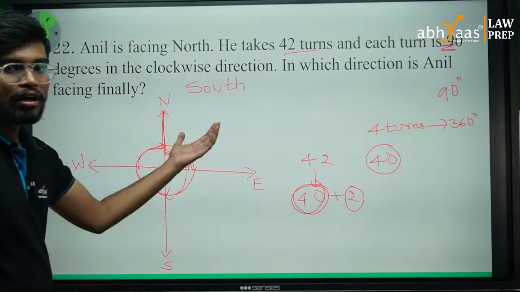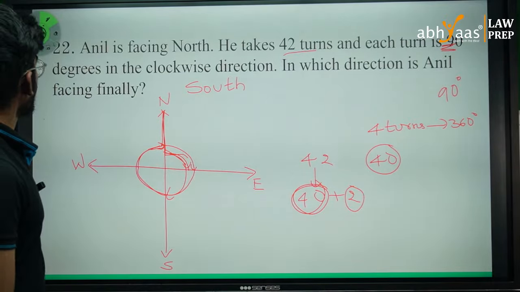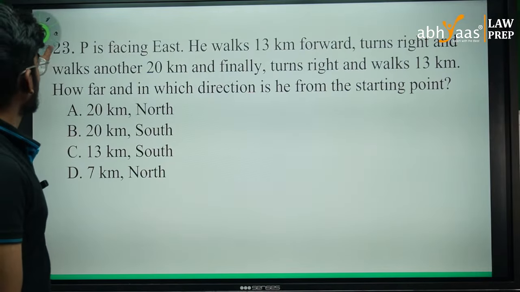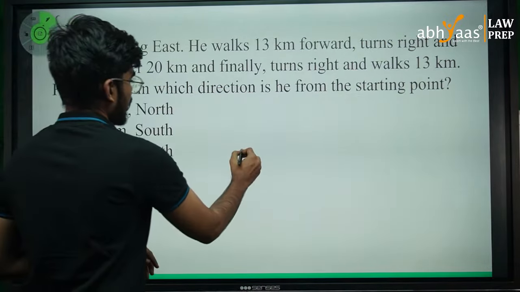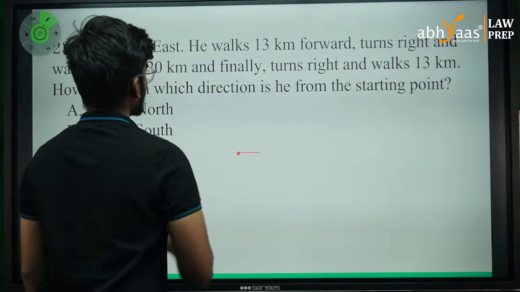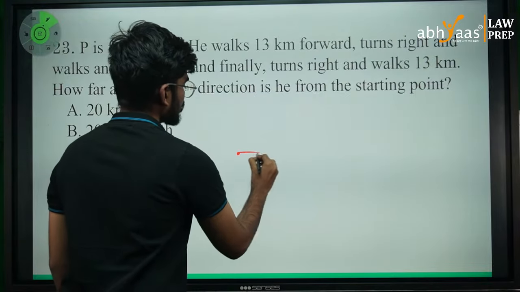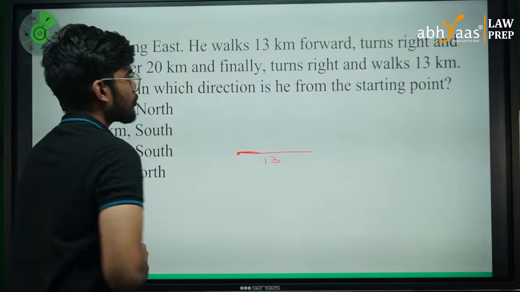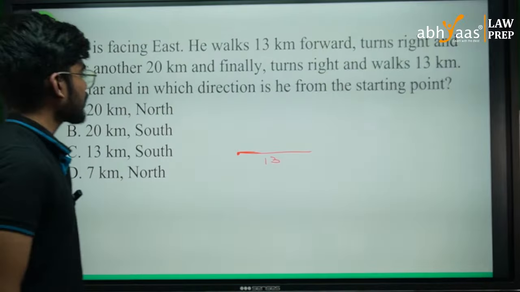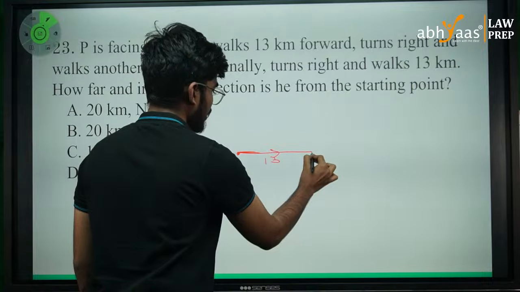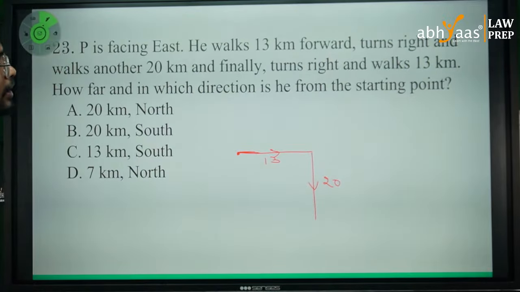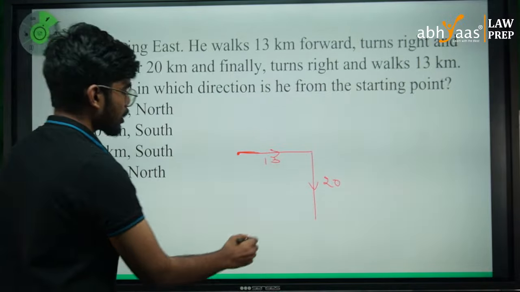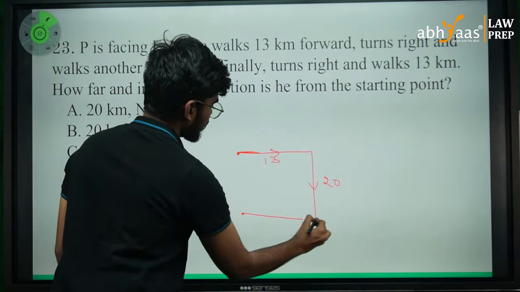This is one model. Question number 23. P is facing east. Okay. He is initially facing east. He walks 13 kilometers forward. Okay. He is walking 13 kilometers. Turns right and walks another 20 kilometers. Okay. He is turning right and he is walking 20 kilometers. Next. Turns right and walks 13 kilometers. That means again he is turning right.